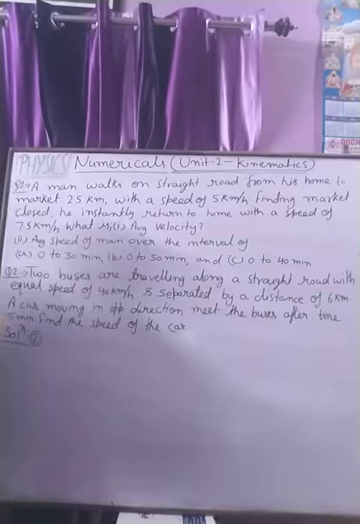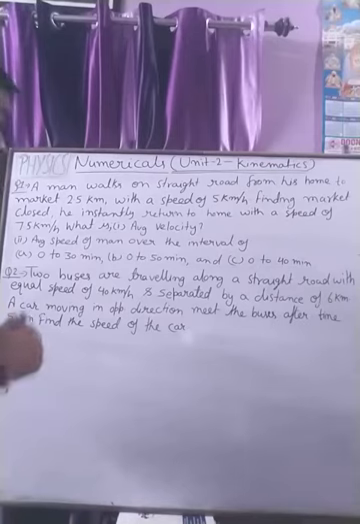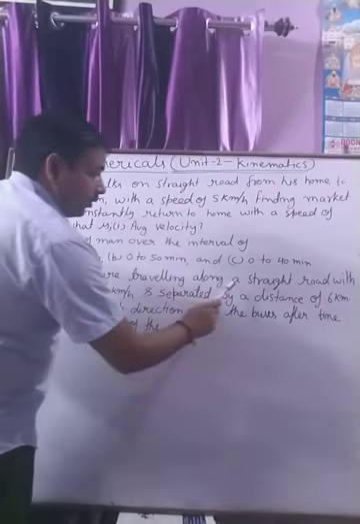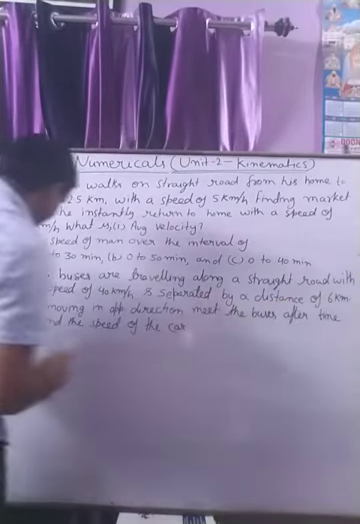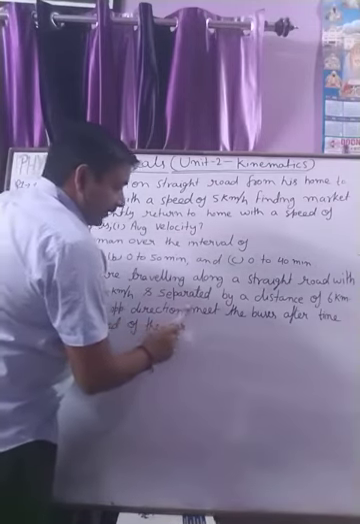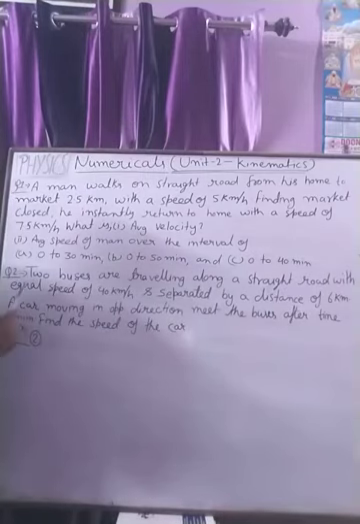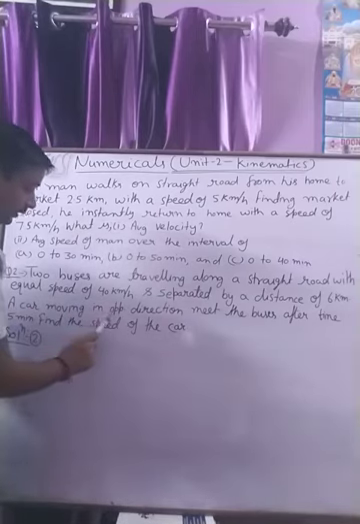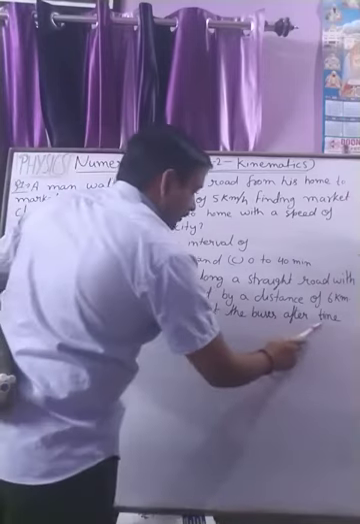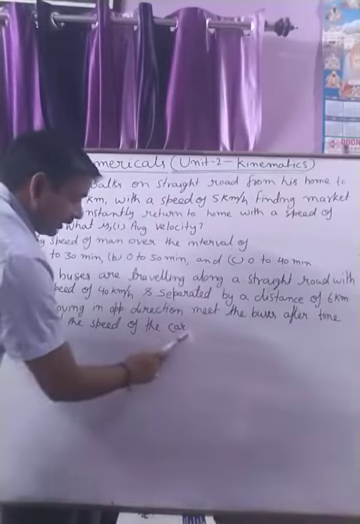2. We are going to start the solution with question number 2, or numerical number 2. Two buses are traveling along a straight road with equal speed of 40 km per hour and separated by a distance of 6 km. A car moving in the opposite direction meets the buses after a time of 5 minutes. Find the speed of the car.